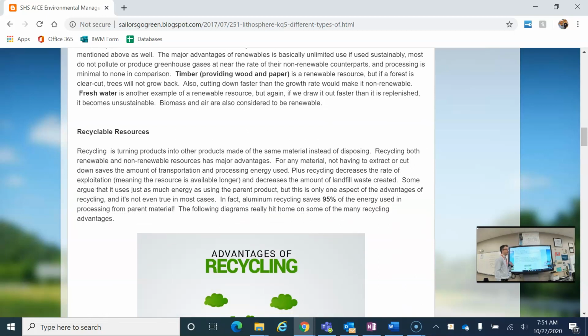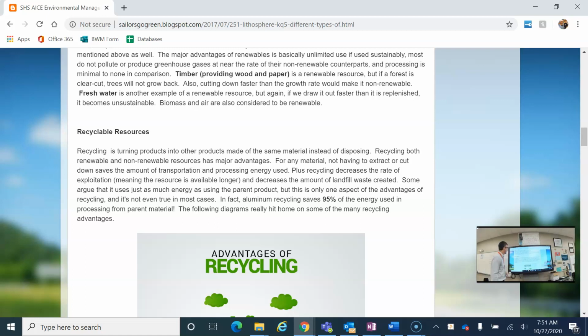Recycling, we've all heard about recycling. We do recycle. We got those big blue cans that we put recycling in. But recycling is basically when you turn products into other products made of the same material instead of disposing. Recycling both renewable and non-renewable resources has major advantages. For any material, not having to extract or cut down saves the amount of transportation and processing that's used. Also, you're not disturbing the land anymore.